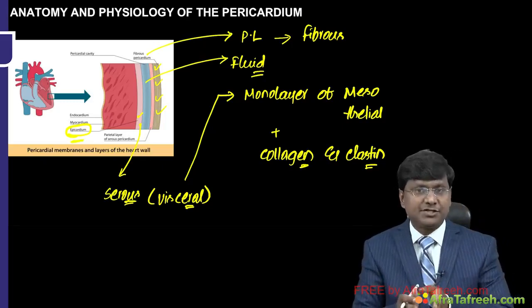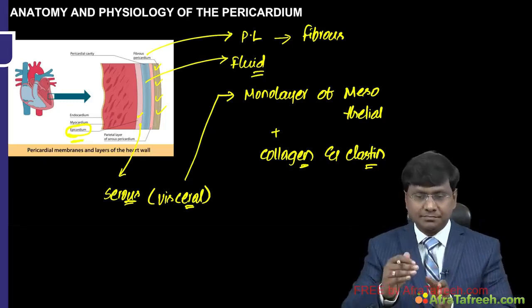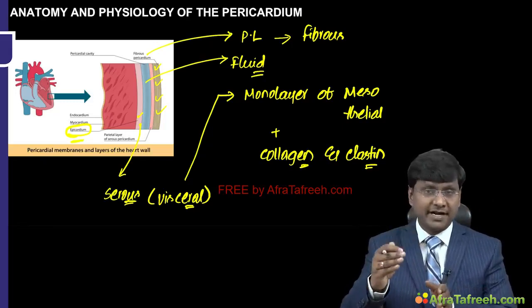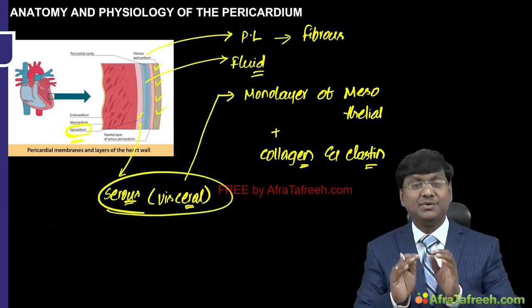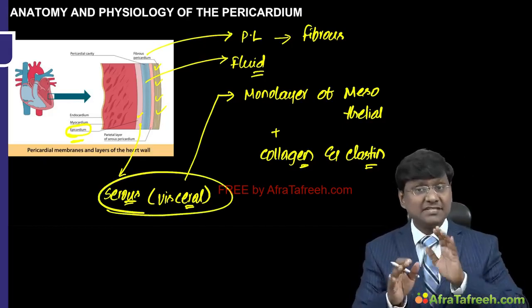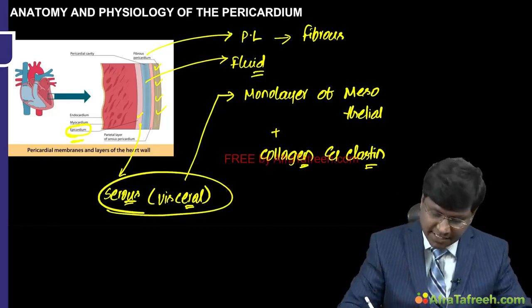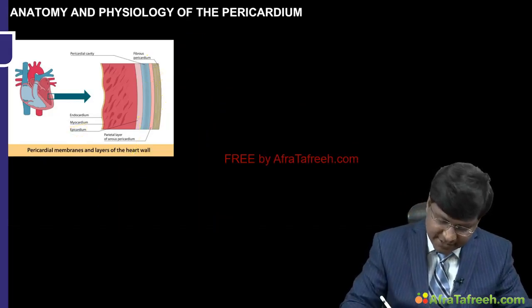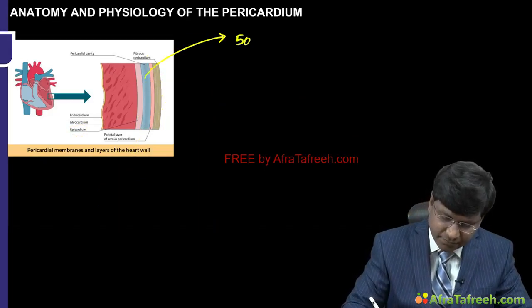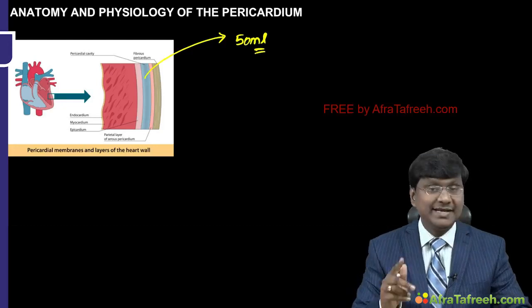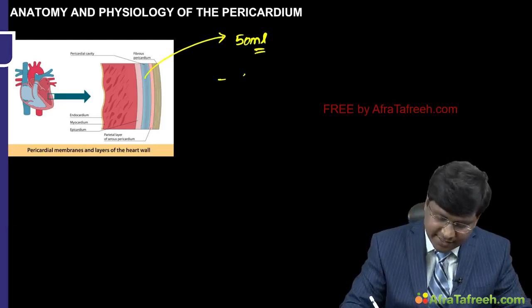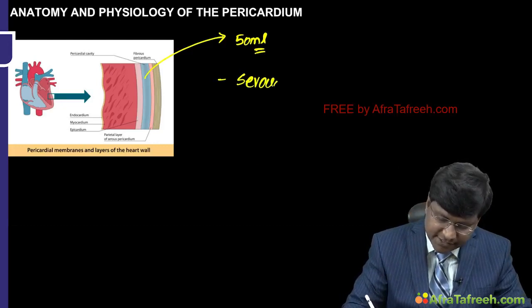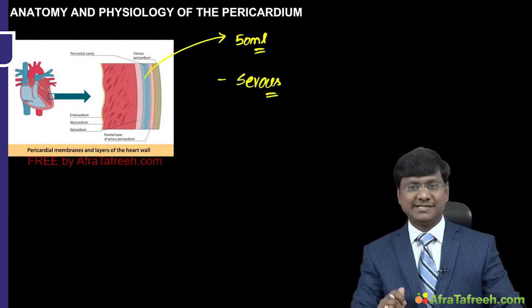Now where is your pericardial space? That is in between the parietal serous pericardium and visceral serous pericardium. You have the pericardial space, that is the pericardial sac. Now this pericardial sac contains the fluid. And how much is the fluid? It is nearly around 50 ml of fluid. And this particular fluid, the normal fluid, is serous in consistency, right?